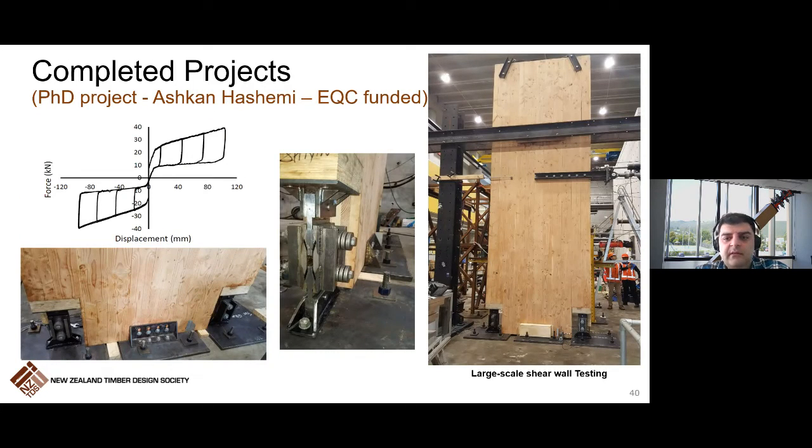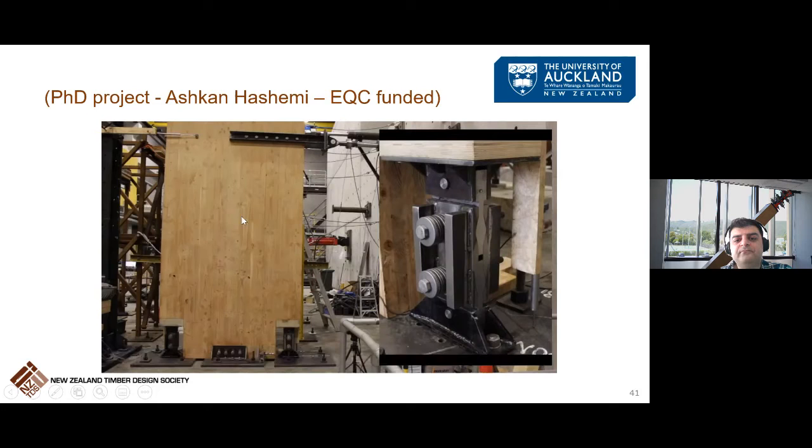And then the first larger scale test that was done was on a CLT wall, where the devices were used at the two bottom corners, representing hold downs for a rocking CLT shear wall. And the result we received was perfect. This wall didn't have any gravity load or tensioning, but the performance was self-centering regardless.